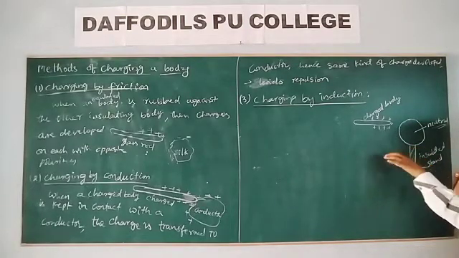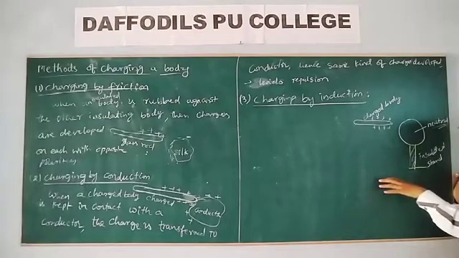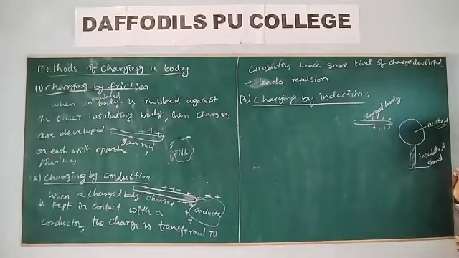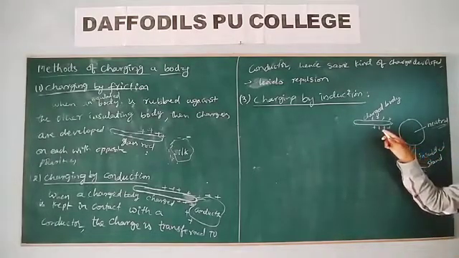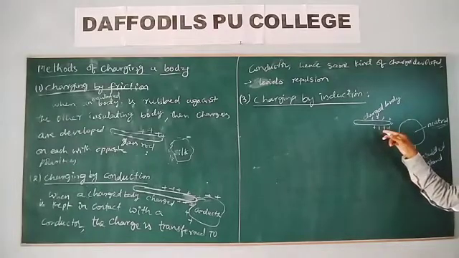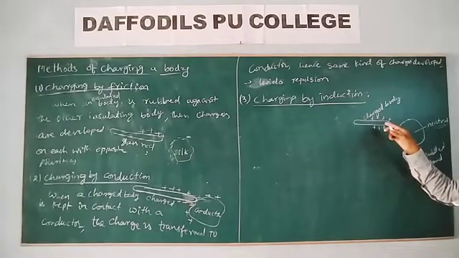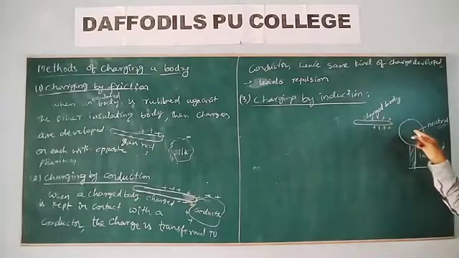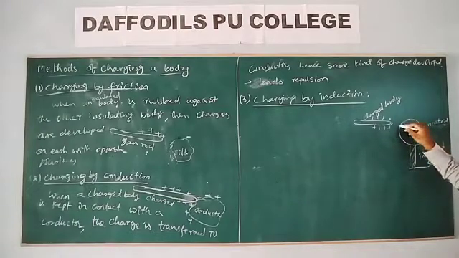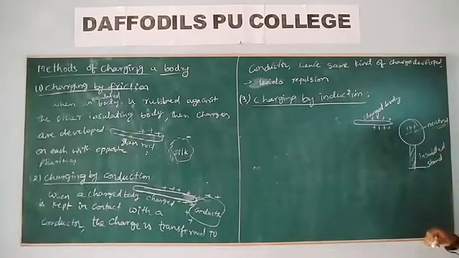It does not mean the neutral body has no charges inside. Net charge is zero, that's all. However, whenever a charged body, a positively or negatively charged body, is kept nearer to a neutral metallic conductor, a neutral conductor has both positive and negative charges.